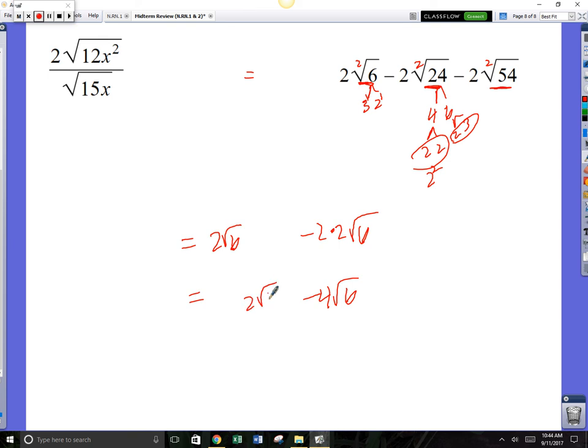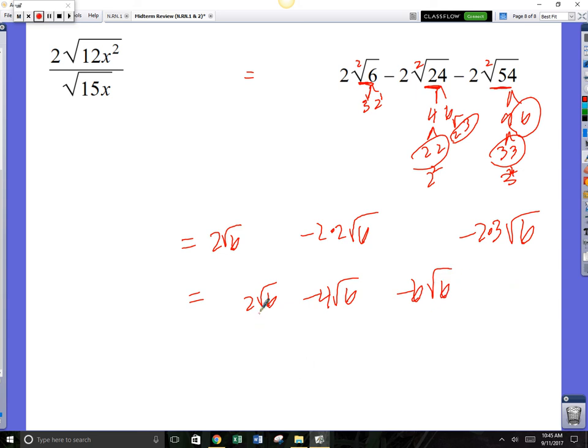So I got 2 square roots of 6, and I got a -4 square roots of 6. Bust up to 54. There's a square in 54. Square root of 54 is 9 and 6, and there's your square. 3 and 3, 3 squared. So that square root undoes that square. So 3 comes out, so I got a -2 out, and I'm bringing a 3 out. And inside will stay that 6. So I have a -6 square roots of 6.